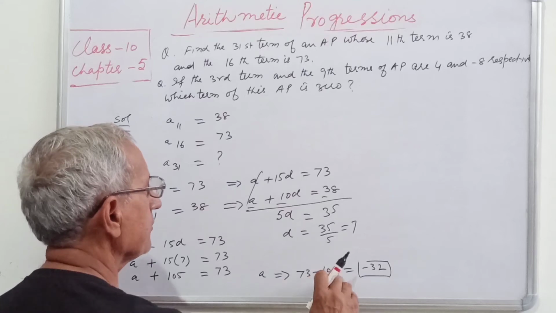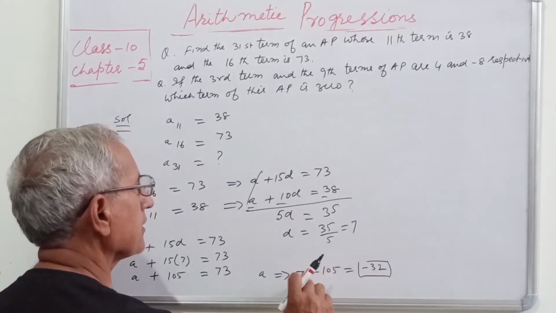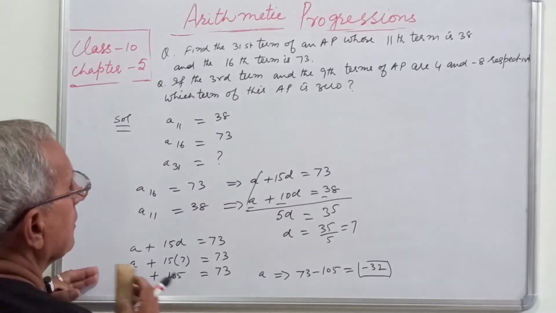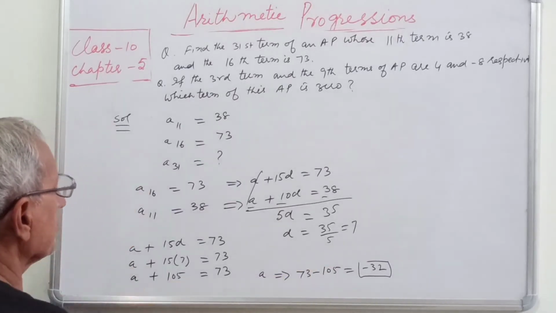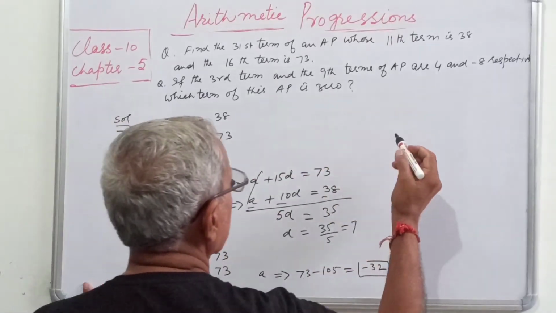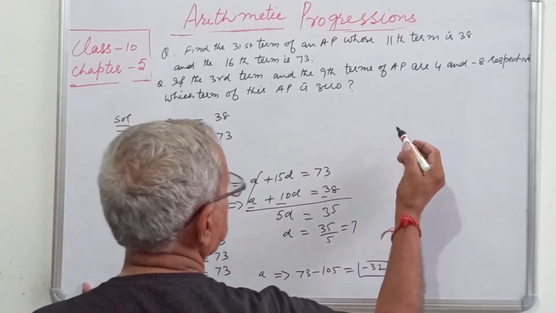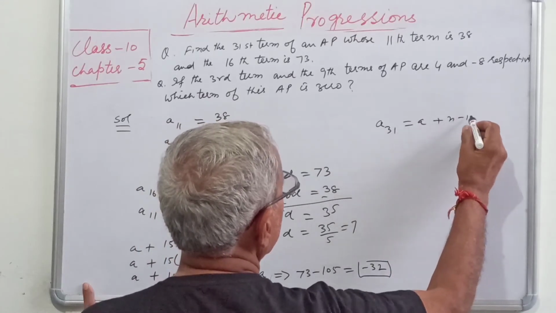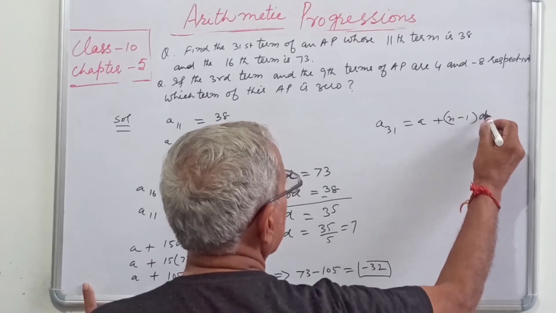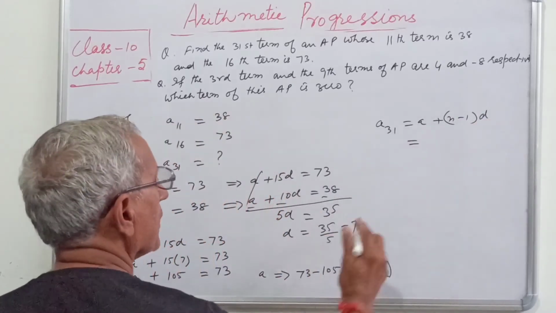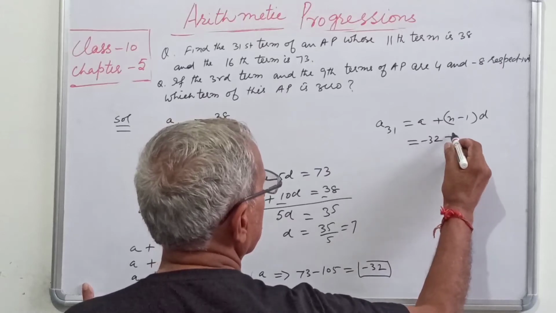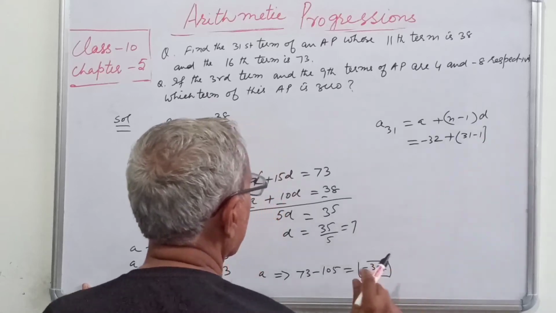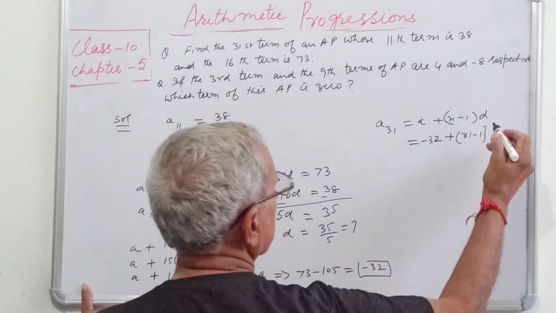Subtracting 73 from 105: 5 minus 3 is 2, 10 minus 7 is 3. So minus 32 is the first term. Then we have to find the 31st term, where n is 31. So A31 will be A plus n minus 1 into D. A is minus 32, and here it is 31 minus 1, value of D is 7.